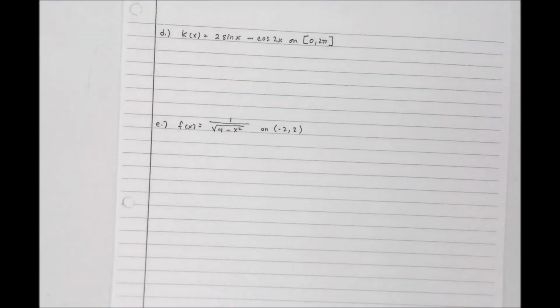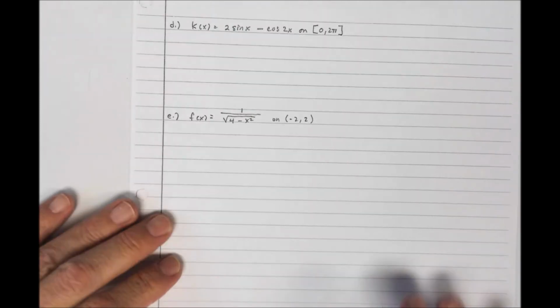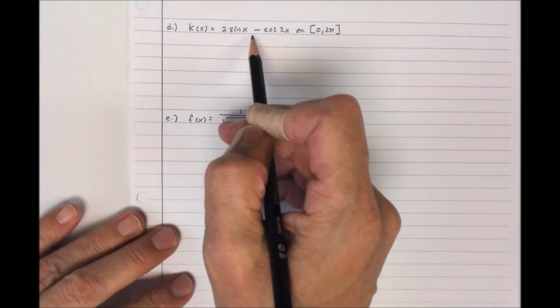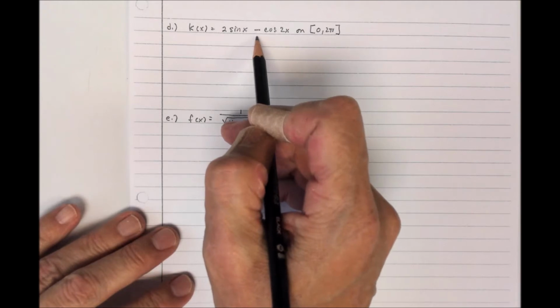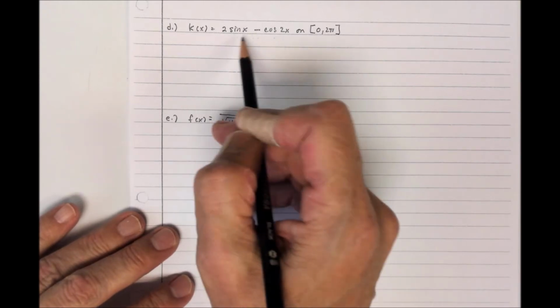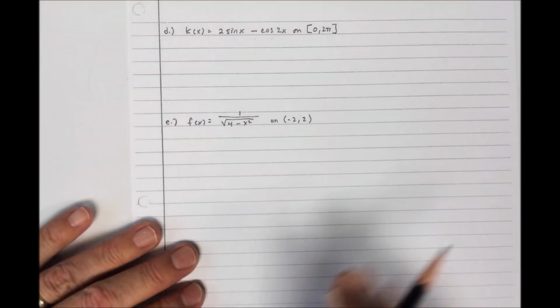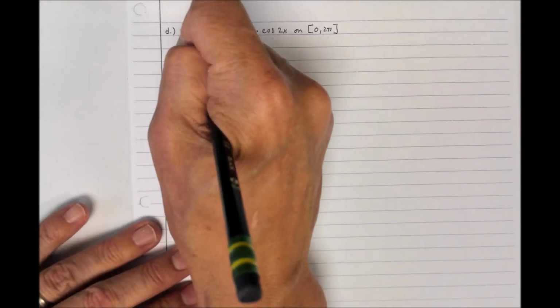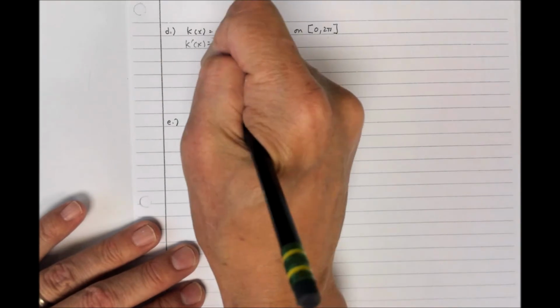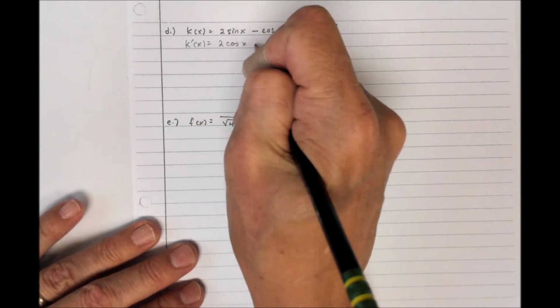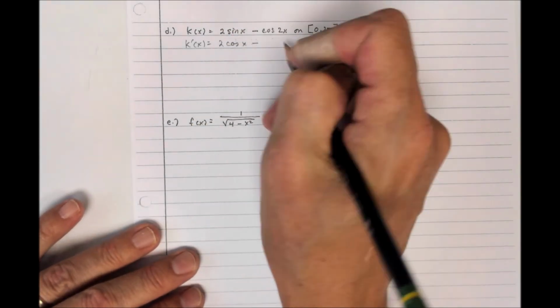2 more examples. Now, this is a continuous function. I know it's a continuous function because it's a sum and scalar multiples of continuous functions, or difference I should say, and it's a closed interval. So I am going to have to find my critical numbers. This is going to be 2 cosine x minus, now I have to use the chain rule here.